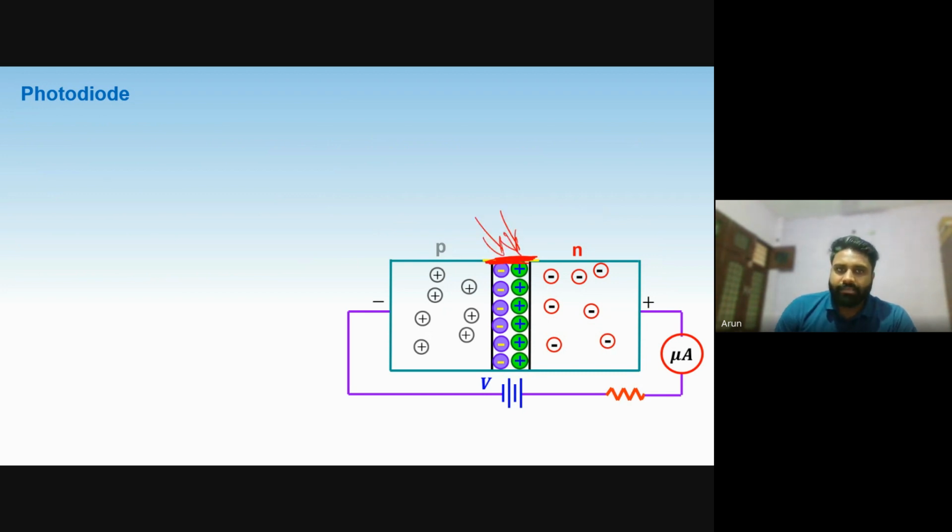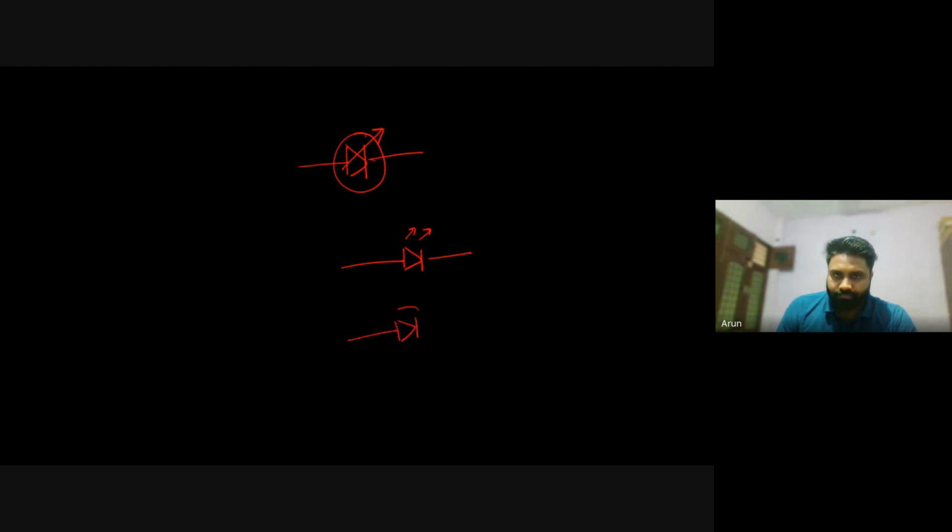Okay. The symbol that I forgot to tell you, the symbol for LED that we use, this is the diode and we will use it like this. The light is going outward, or you can say like this. Any symbol you can use. Okay.